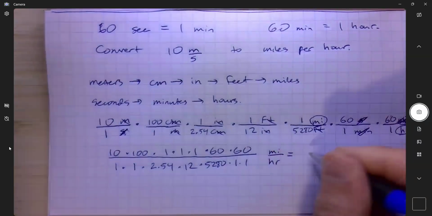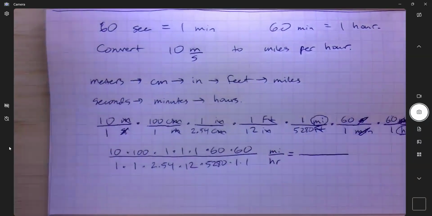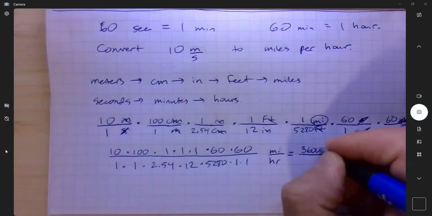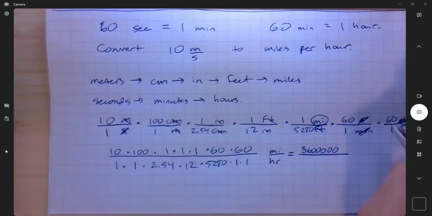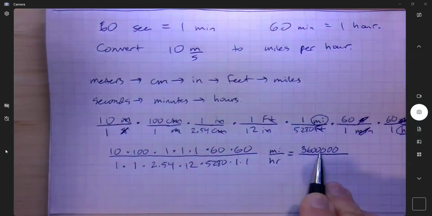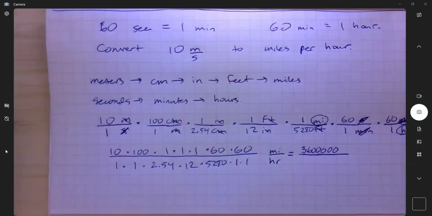And I grab a calculator to help me do all that multiplication. Ten times 100 times 1 times 1 times 1 times 60 times 60. It's a super big number, but I'm going to end up doing the division. It's 36 with 5 zeros. That's 3.6 million.